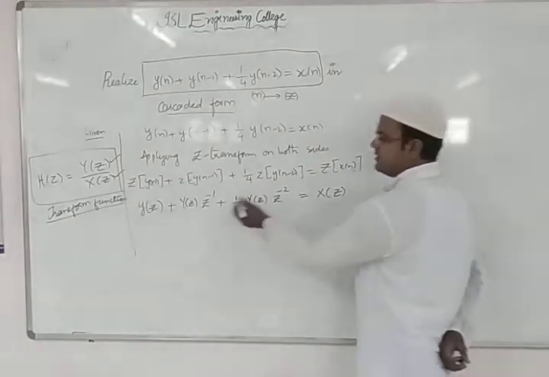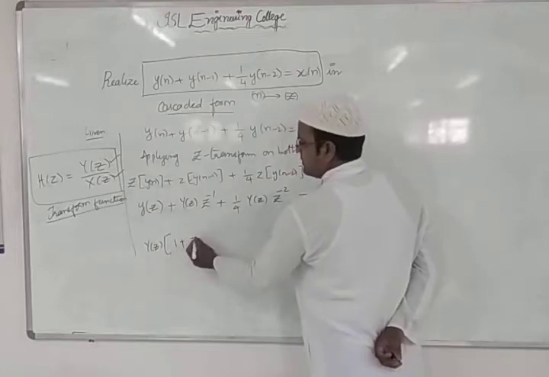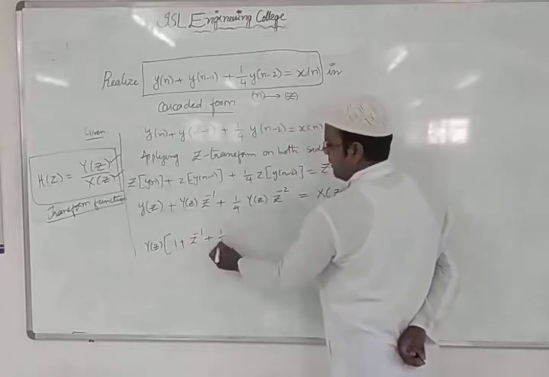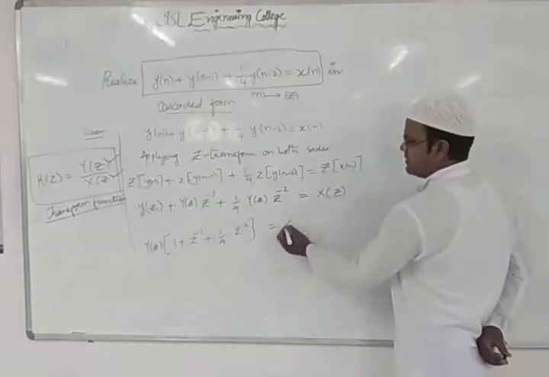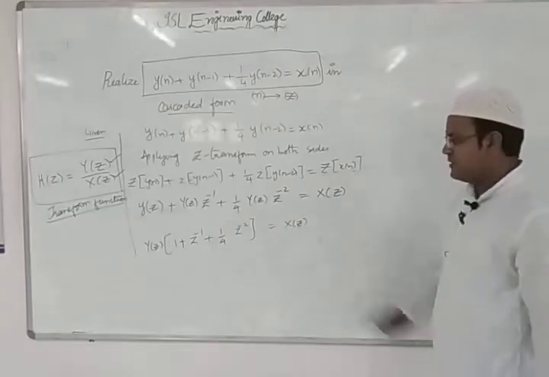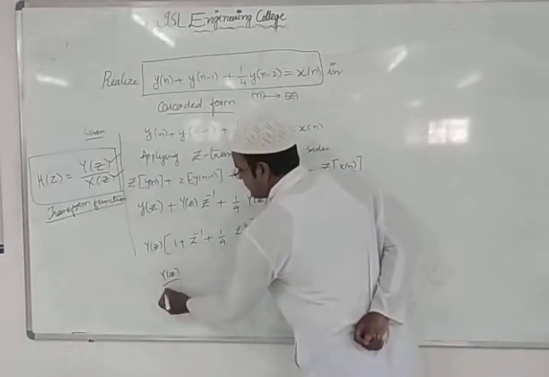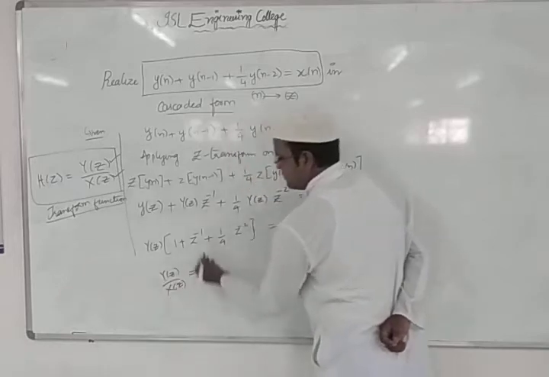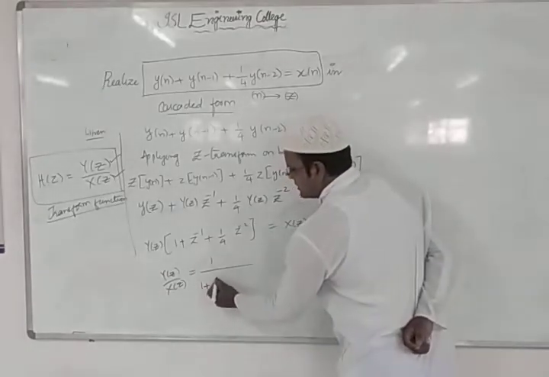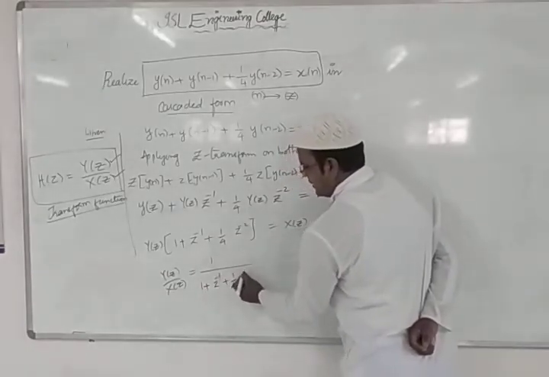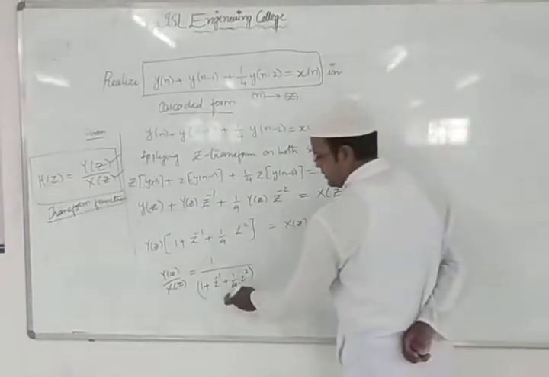For these three terms, I can take Y of z common. So I get 1 plus z power minus 1 plus 1 by 4 z power minus 2, is equal to X of z. I'll shift this X of z to the right side so that I get Y of z by X of z is equal to 1 by this factor, which will become 1 by 1 plus z power minus 1 plus 1 by 4 z power minus 2. This way I can write it.